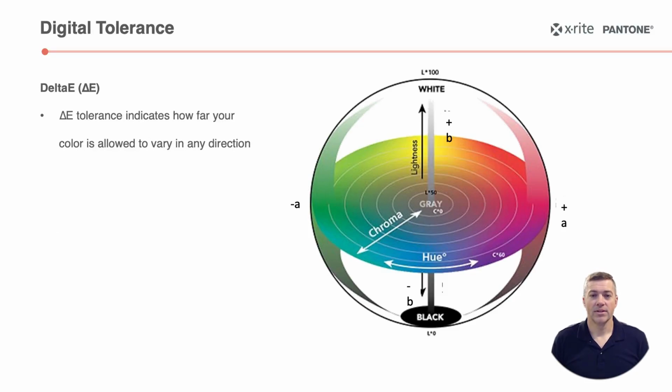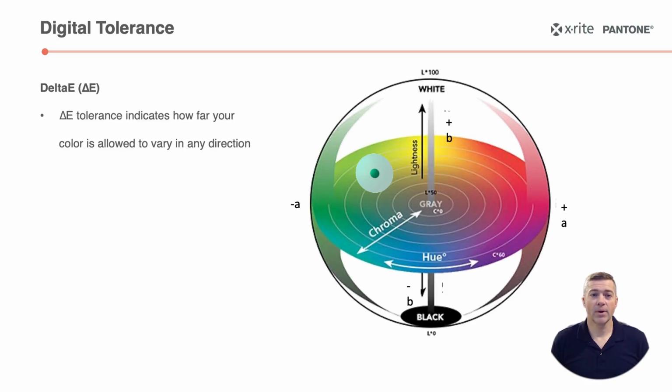Now that we can precisely describe a color using these values, we also need a way to measure the difference between two colors. This is where delta E comes in. Delta E tells us how far apart two colors are in this space. First, we define the target color, our standard, by plotting its exact position in the color space. Then, delta E measures the distance between that standard and a sample color. The larger the delta E value, the greater the color difference.